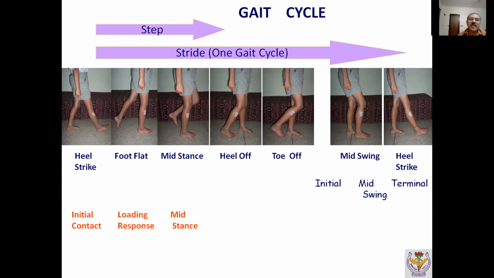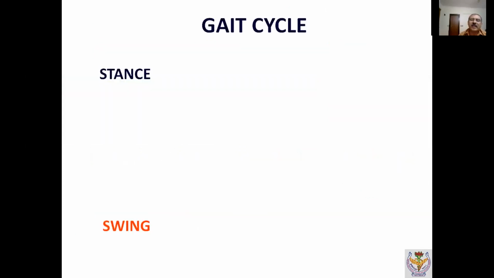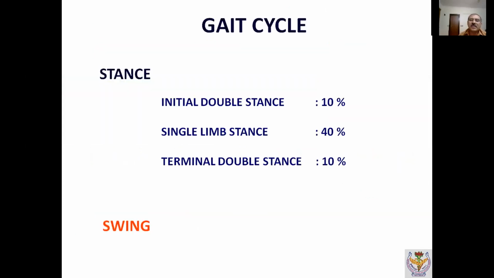So during the mid stance, most of the pathologies get revealed, whether it's the Trendelenburg gait, whether it's the antalgic gait, because in the antalgic gait, the patient will not stand on a single limb stance for a long time because it's painful, right? And we look at, as I said, the single limb stance is only 40% of the 60% complete.